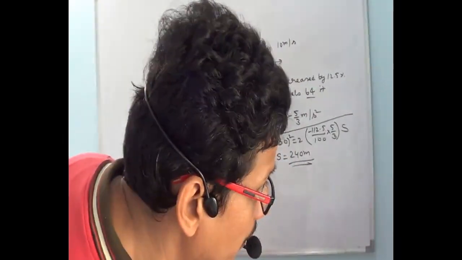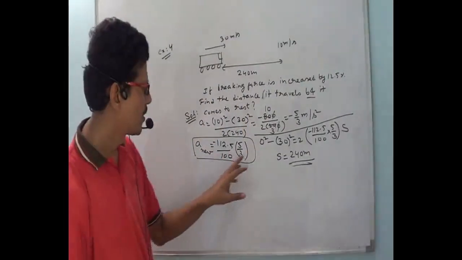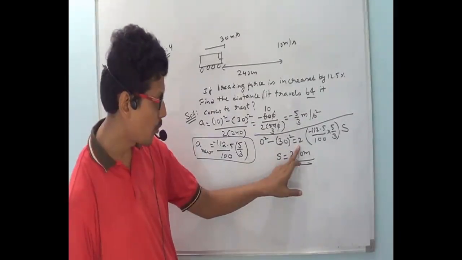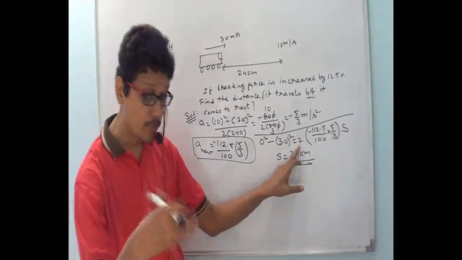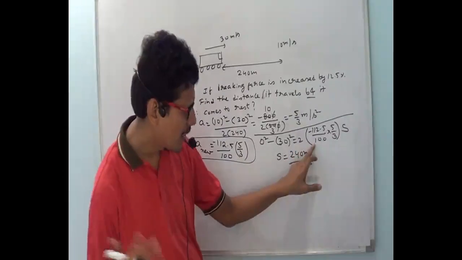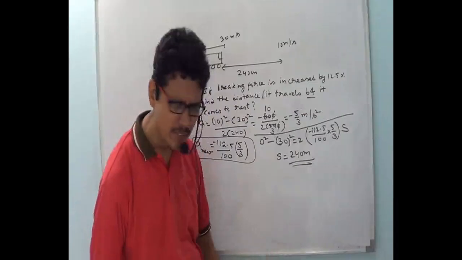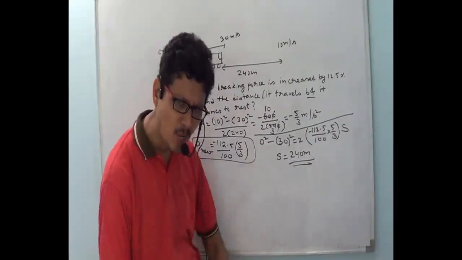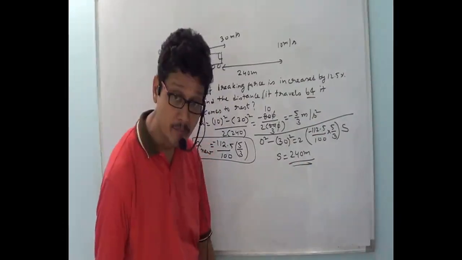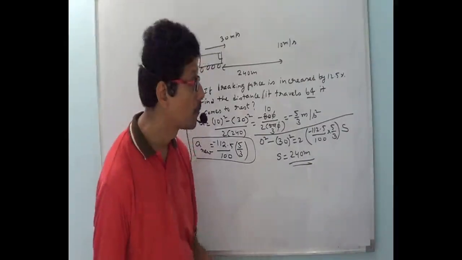Okay. Final speed is zero, na? So, 0 square minus 30 square is equal to 2as. A is now not minus 5 by 3. It is 12.5% more. How do you write 12.5% increase? 112.5 by 100 you write. 10% less means how you will write? 90 by 100 into 5 by 3. 5% less means 95 by 100 into 5 by 3. Like that you can write.